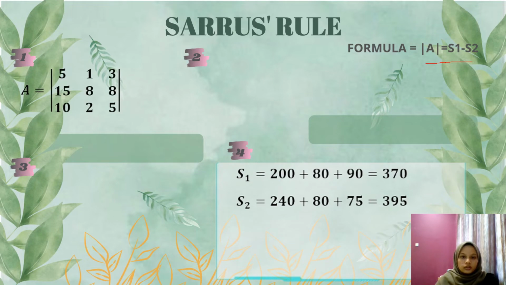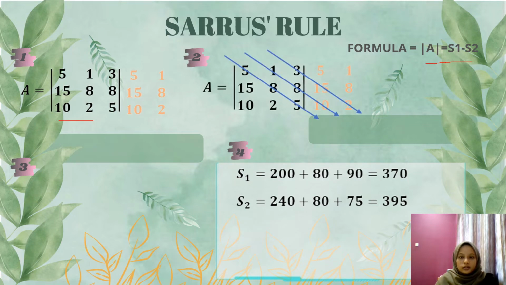Okay, the first step to do Sarrus' rule is to copy the matrix and rewrite the first 2 columns on the right side of the matrix like this. This is the first 2 columns rewritten at the right side of the matrix. The second step is the values on the diagonal from the top left to the bottom right are multiplied and added together. And this is the formula to get S1.